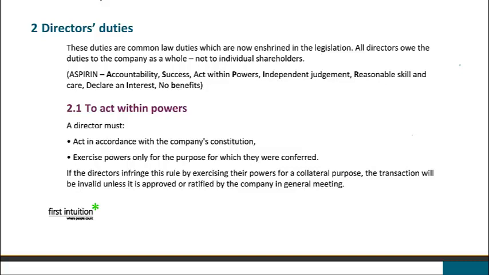So the director has some common law duties, the key one there being a general fiduciary duty which is owed to the company, and that's very like the promoter's fiduciary duty. It's a duty of good faith.